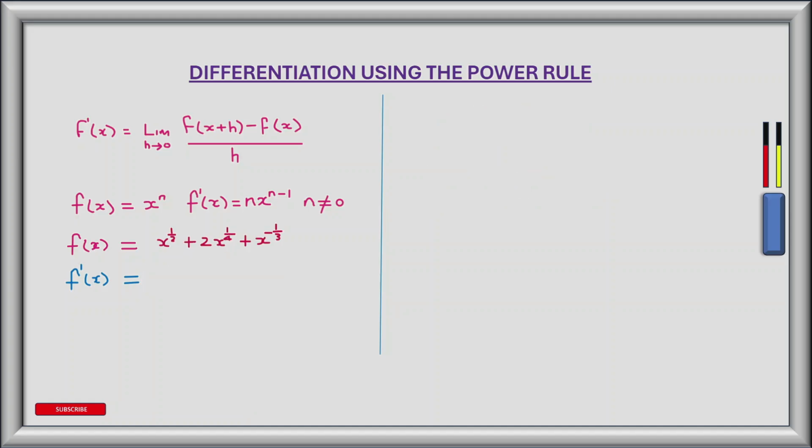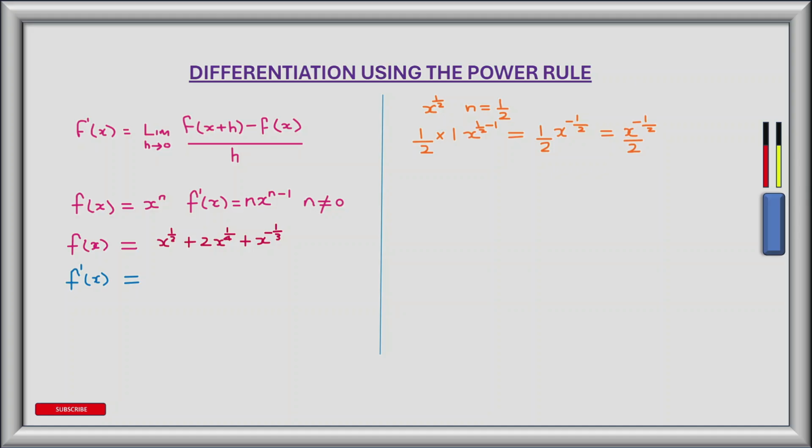So let's now look at another example of using the power rule to differentiate a function. This time, let's look at a function which has got fractional exponents. So our function f of x is equal to x to the power of a half plus 2 times x to the power of a quarter plus x to the power of minus 1/3. So let's take our first term.